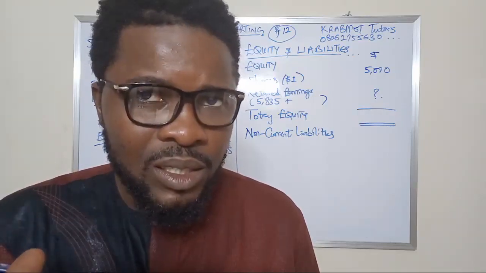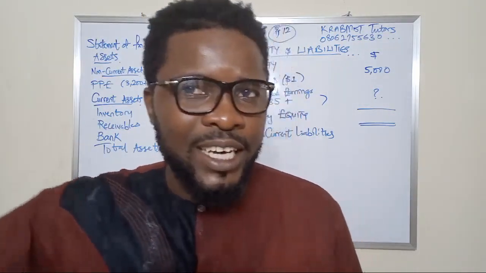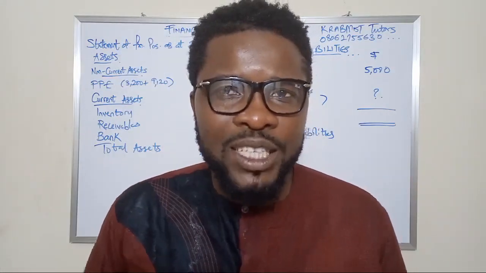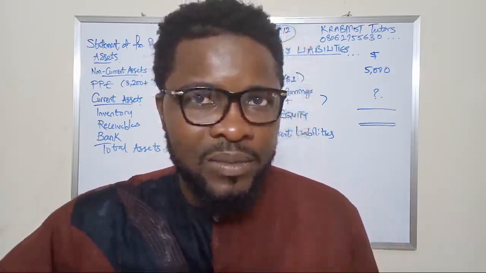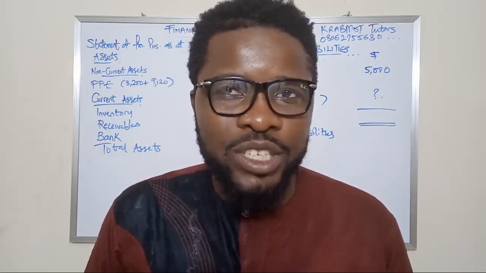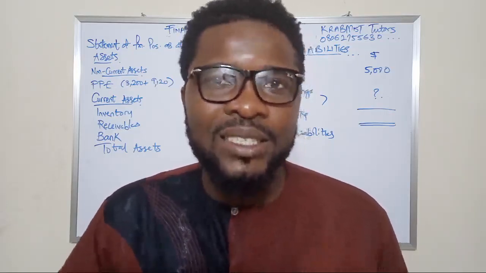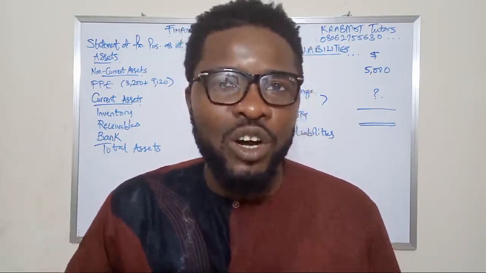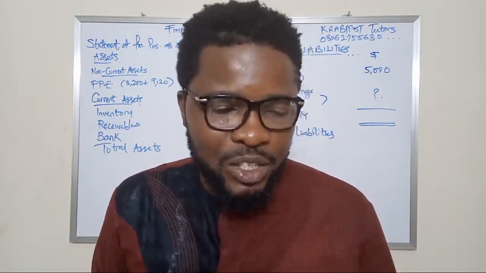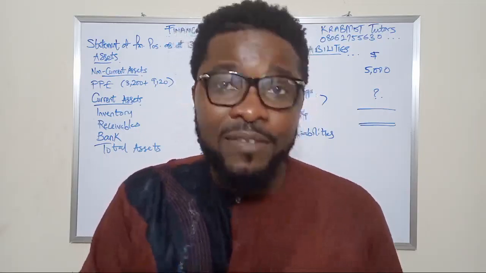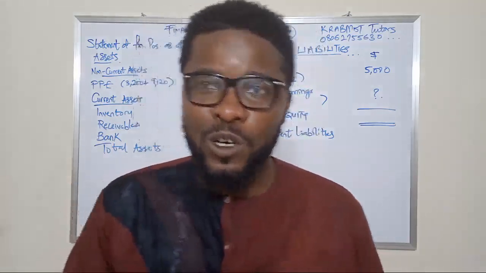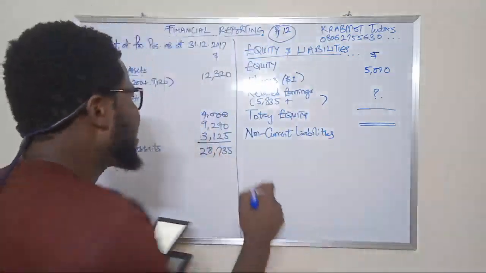Listen, non-current liabilities are liabilities that are more than a year. Current liabilities are liabilities that are within a year. So if you have liabilities that are within a year, that is a current liability. If it's more than a year, that is a non-current liability. Example we have is debenture. It shows that it's going to be paid back by 2020. So what is it? A debenture is a non-current liability. So we take it and we put it here.